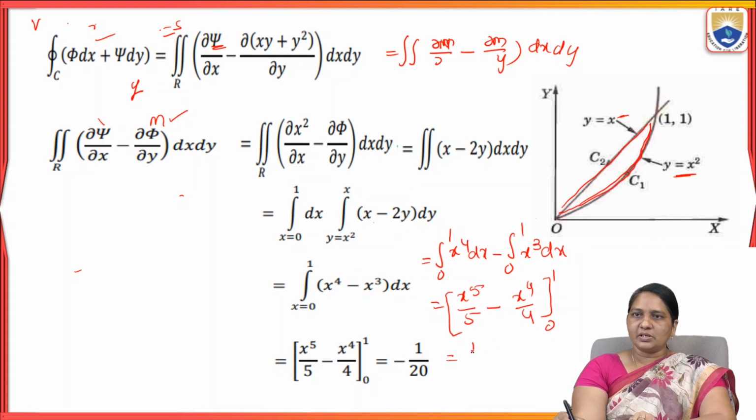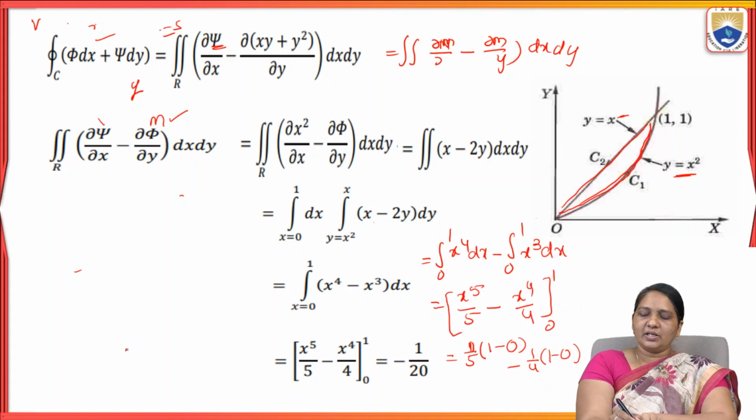Now we are replacing 1 by 5, that means 1 minus 0. Here 1 by 5 is the constant, limits are upper limit minus lower limit, minus 1 by 4 upper limit minus lower limit. So finally this value is 1 by 5 minus 1 by 4. So this is 20, so 4 minus 5. This is minus 1 by 20.